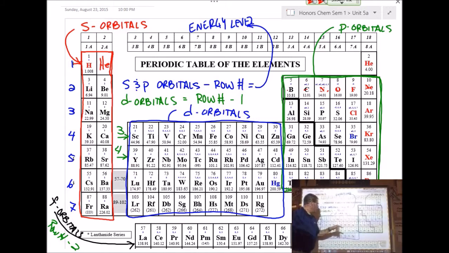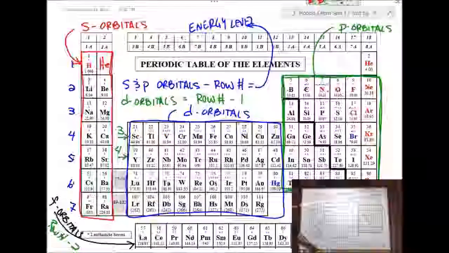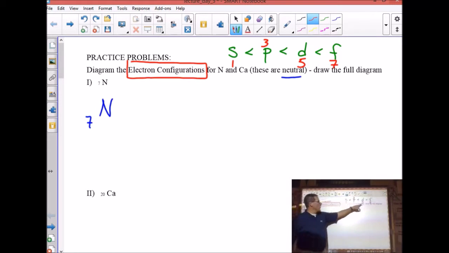If I look at the D's, how many elements are there? 10. Very good. So 10 divided by 2 is 5. And then if you were to count the F's, 14. 14 divided by 2 is, there you go. So that's how we get our orbital numbers here, because you can put 2 electrons in each orbital.